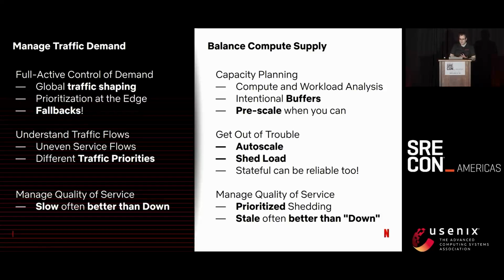All right, so in conclusion, if you carefully manage your traffic demand and balance it with supply with some of the techniques that we've talked about today, things like traffic shaping, fallbacks, prioritization, making hard business trade-offs, like sometimes slow is better than down, sometimes stale is better than down.